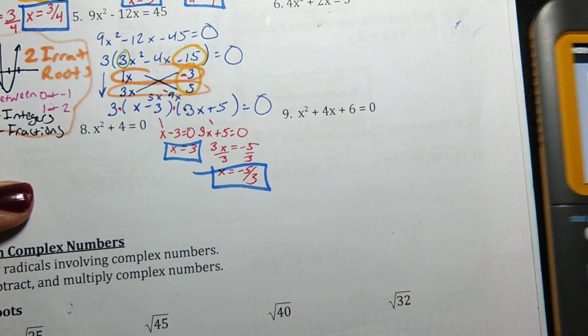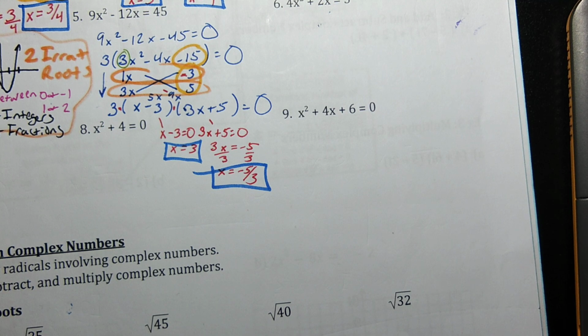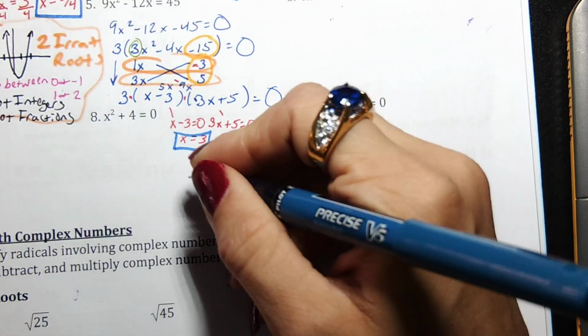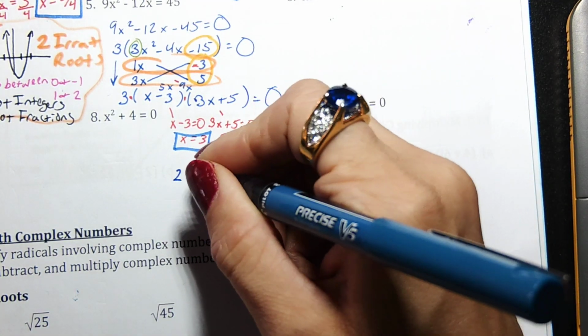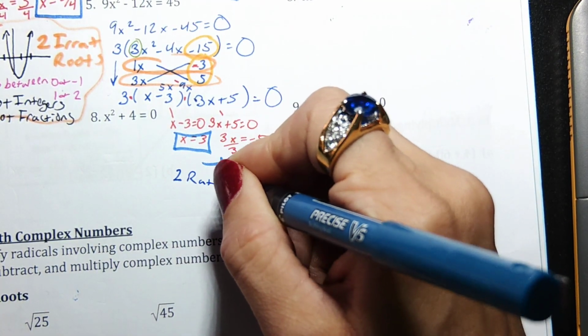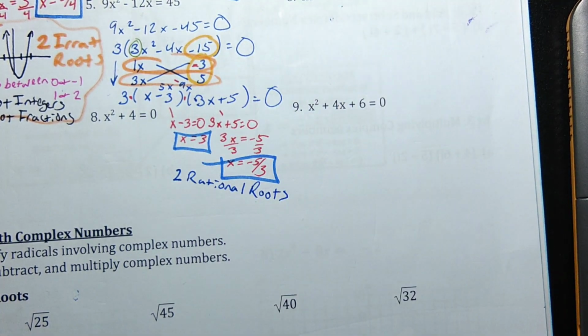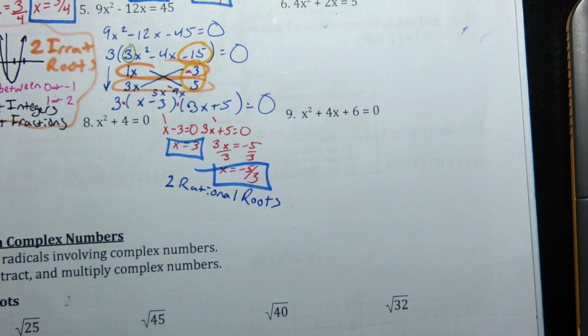So factoring is good for finding non-integer roots. So if I were to describe these using what we did yesterday, we would say that this has 2 rational roots.